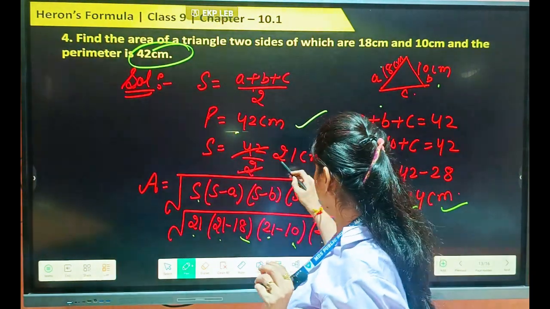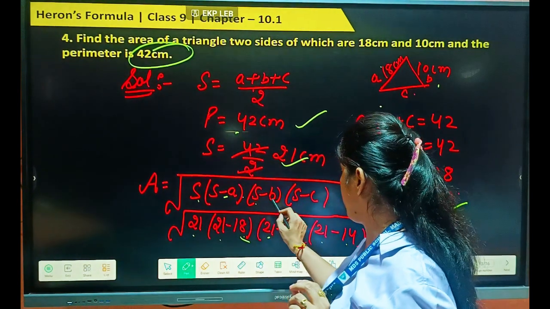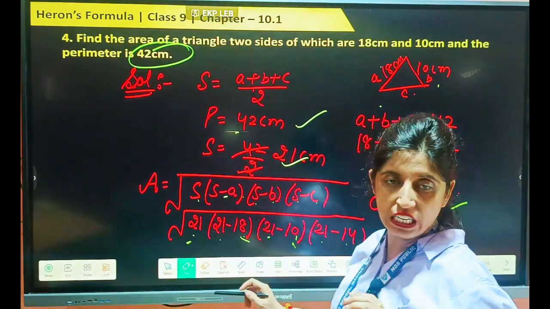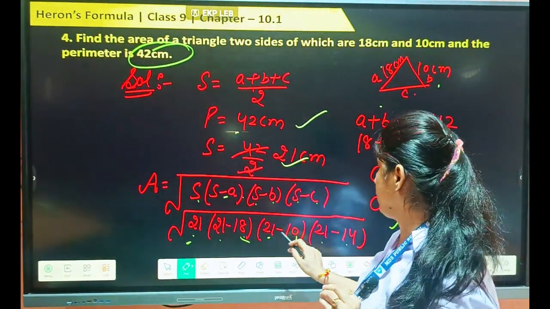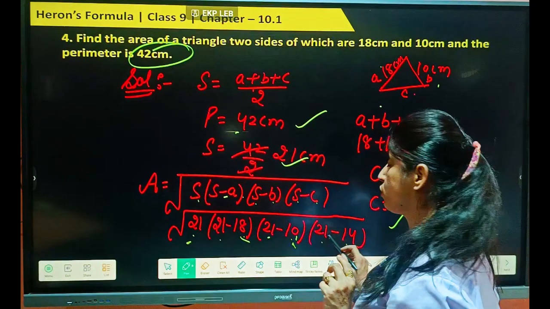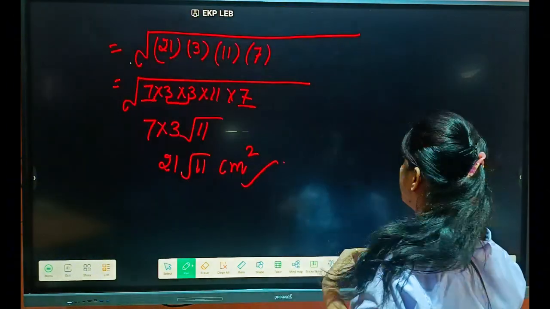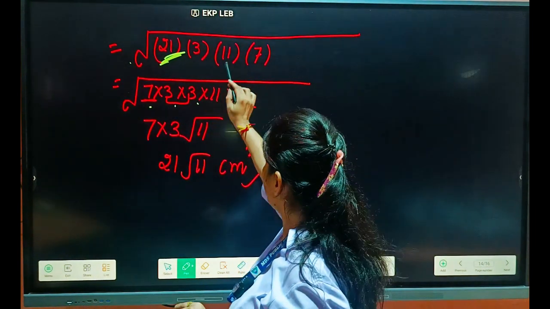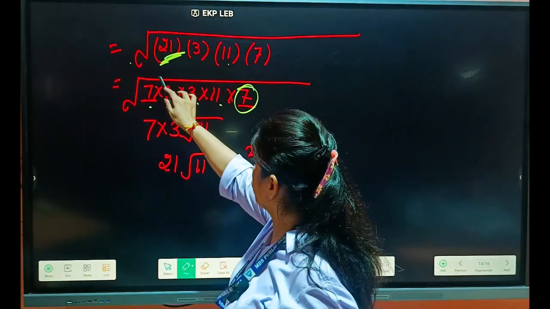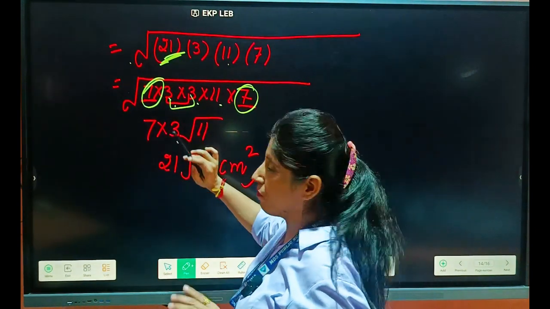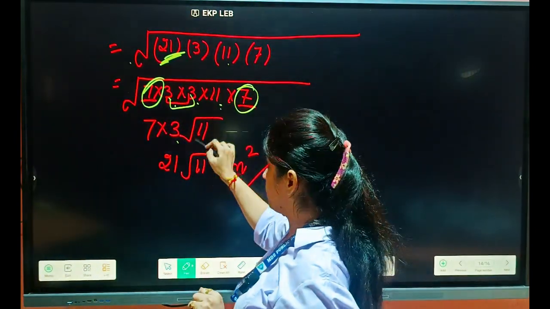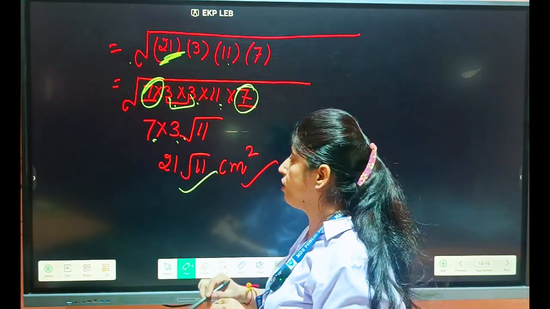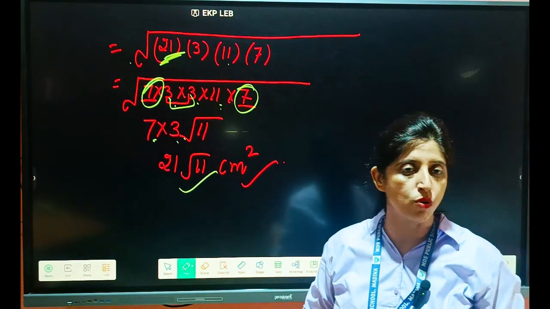So we will apply s is 21, 21 minus 18, 21 minus b is 10, 21 minus c is 14. 21 minus 18 is 3, 21 minus 10 is 11 and 21 minus 14 is 7. So this only I have written. After that we will make the factors of this: 7 into 3, 3, 11 and 7. From these two, one 7 will come out, from these 3s one 3 will come out, the rest 11 is left in the square root. So the answer is 7 threes are 21 root 11 centimeter square.